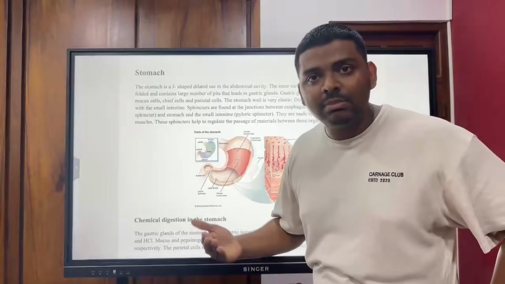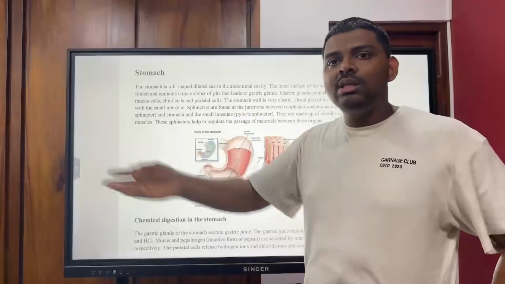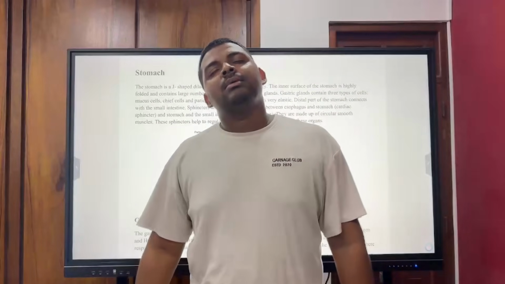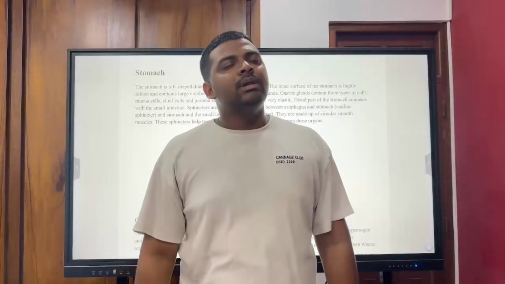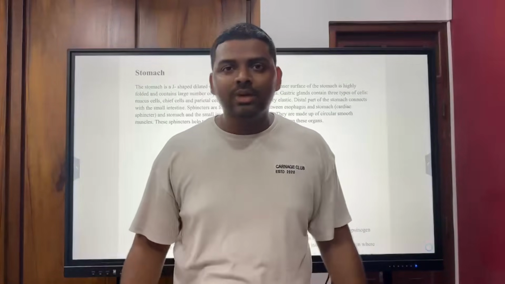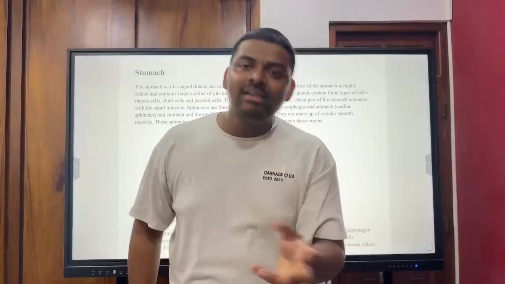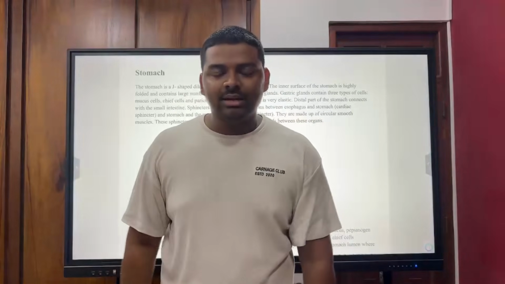Obviously, it takes time. You have to put in effort to encode. Or you can do the weak method and say, stomach is a J-shaped dilated sac in the abdominal cavity. Stomach is a J-shaped dilated sac in the abdominal cavity. Like that you can say, and it is low effort, weak encoding, which you will forget by the time you have dinner. Alright.